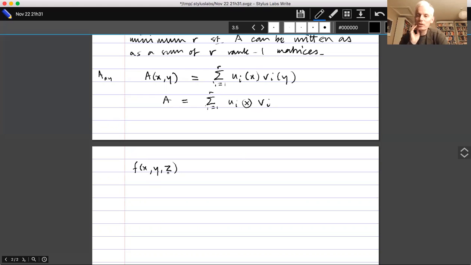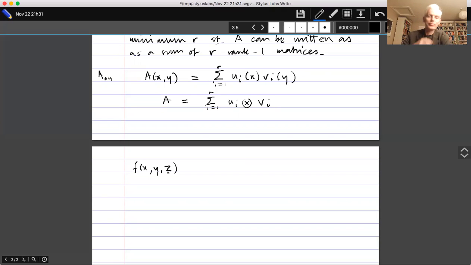That's sort of a 3-dimensional matrix, something like that. I'd like to come up with a notion of rank for such functions. And it turns out that there are several competing definitions, not all of which I'm going to talk about. I'm just going to mention a couple.